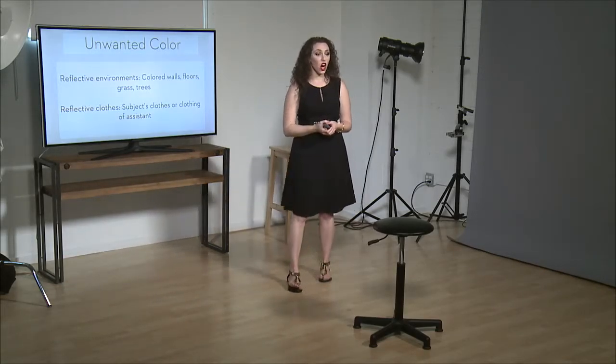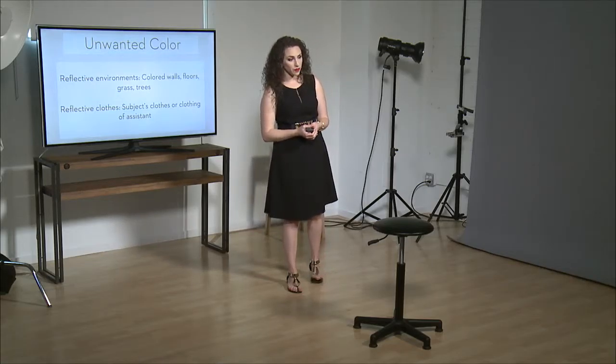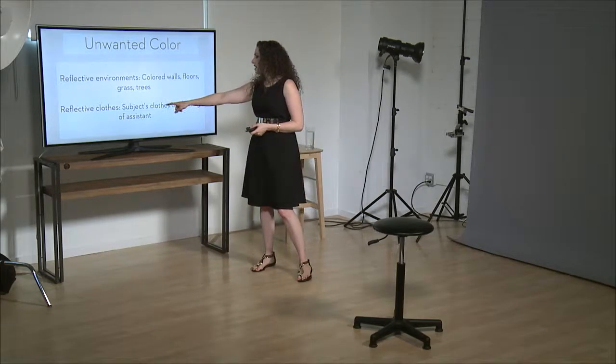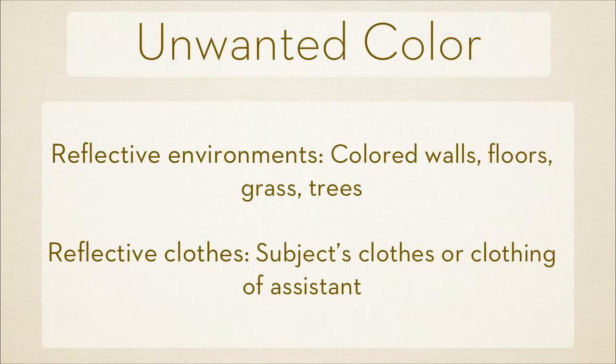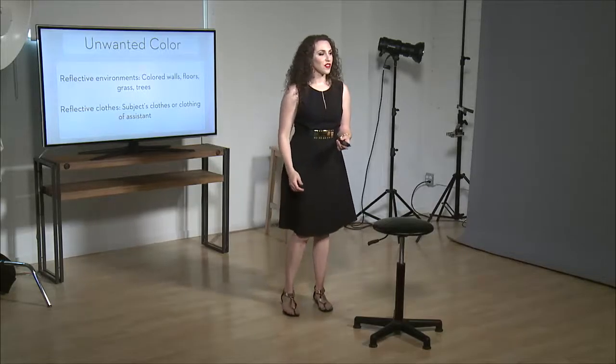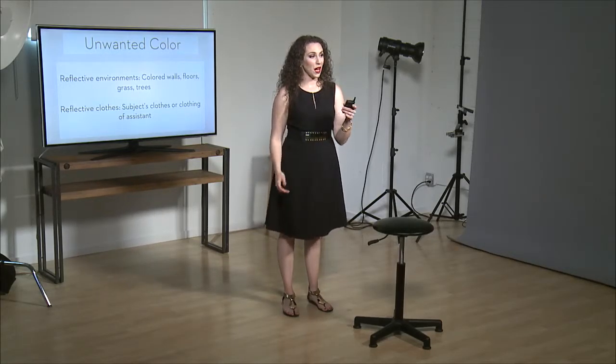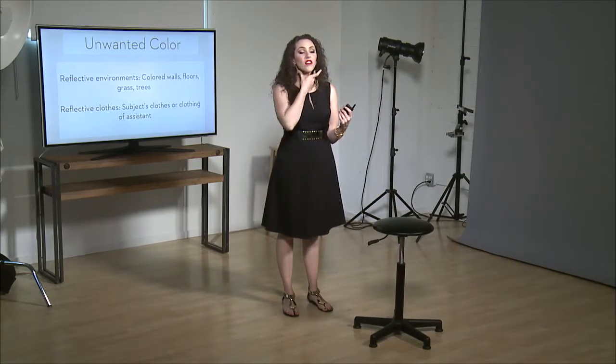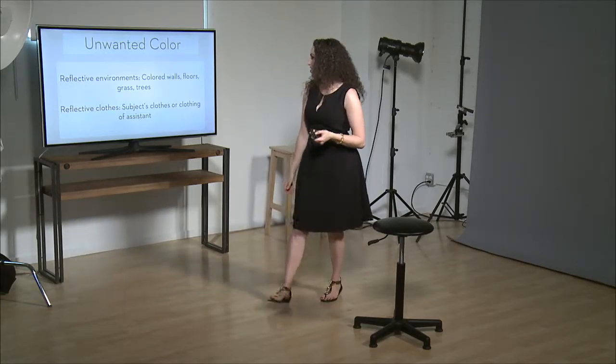The other things that can cause problems with color contamination are clothing, either the subjects' or their assistants'. So you've probably seen instances where someone has, for example, a bright pink or bright purple top on, really bright purple, and all of a sudden they have a nice purple glow underneath their chin. So let's take a look at these and what you can do.